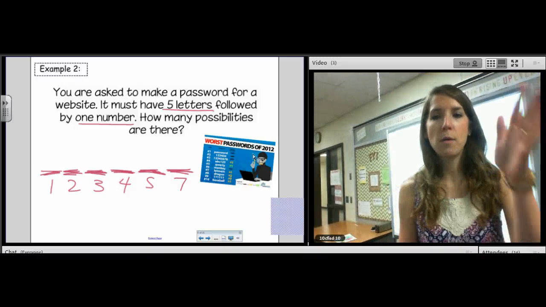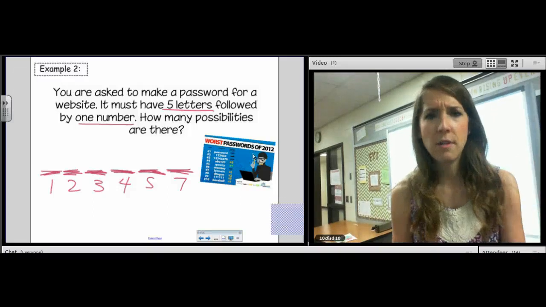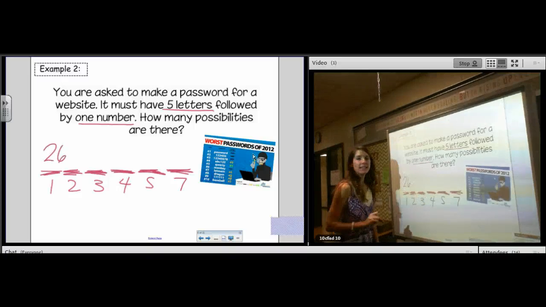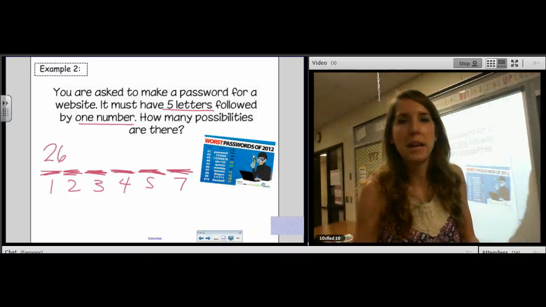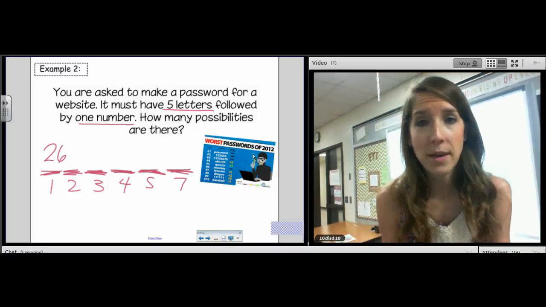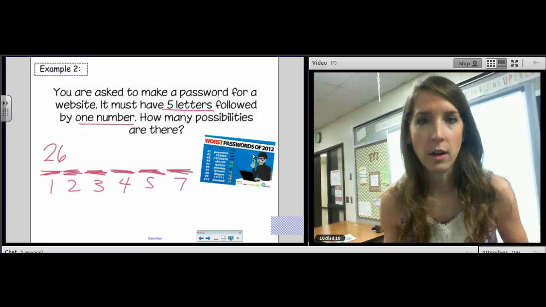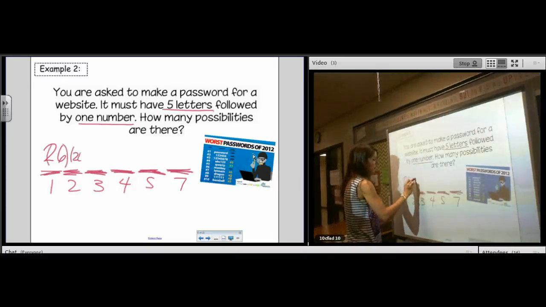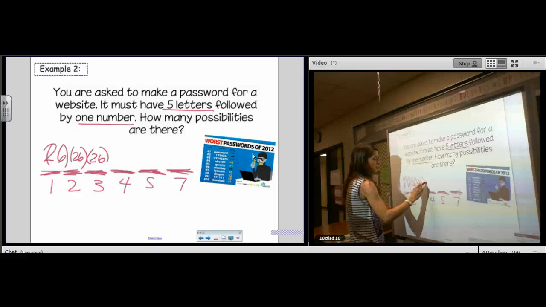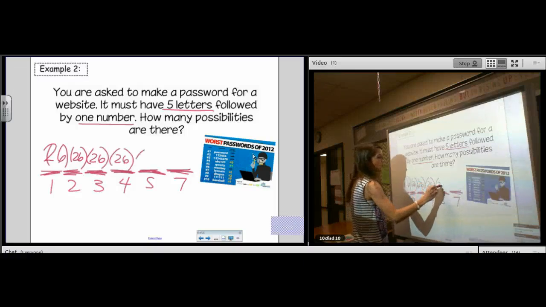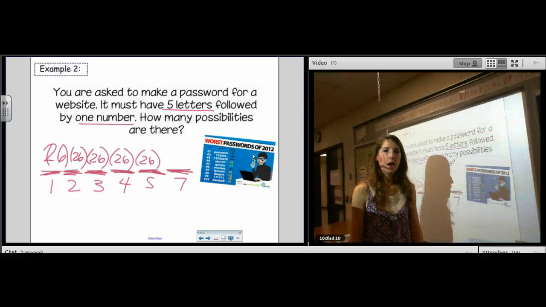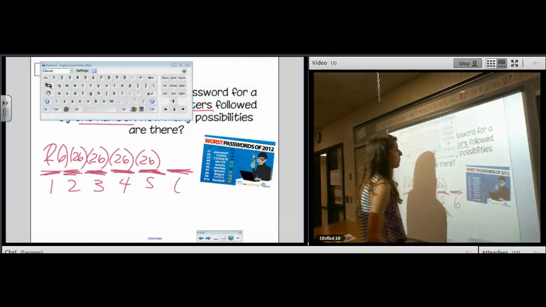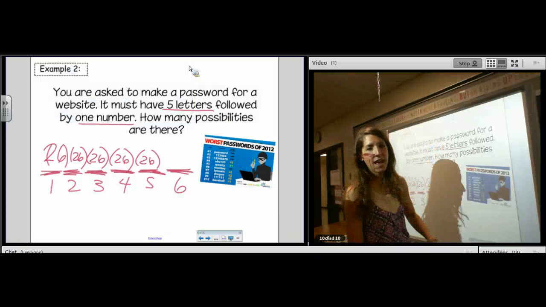So for slot number 1, we need a letter. How many choices do we have? 26 choices. Does it say anything about you're not allowed to repeat a letter? In a password, are you allowed to repeat a letter? Sure you are. So in the second slot, there's 26 choices, 26 choices, 26 choices, 26 choices. And then the 6th slot.